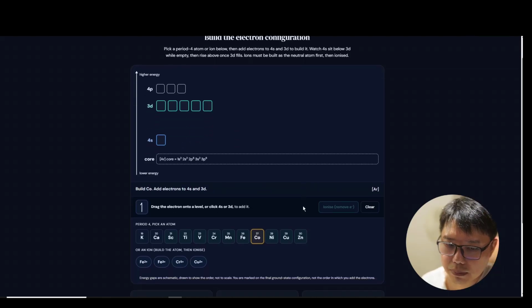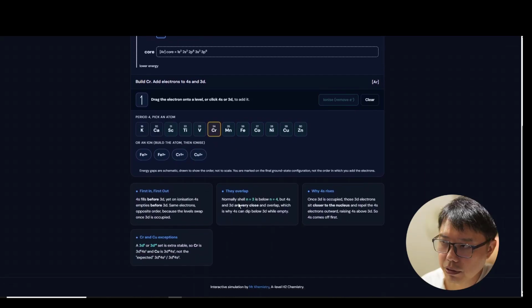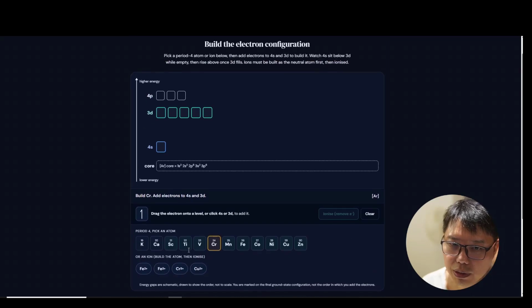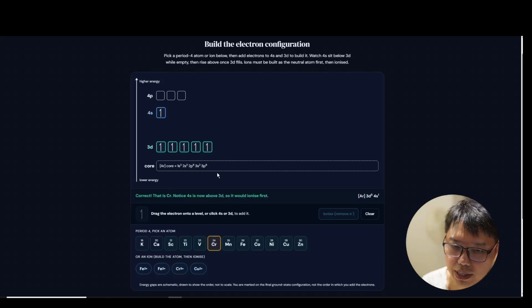Let's clear it. Let's now go with chromium. Chromium is a special case. If you look here, there's this card that says chromium and copper are exceptions. They don't fill the 4s2 completely. They fill 4s1 so that they can get 3d5 or 3d10, which gives them extra stability. So we're going to fill the 4s, and then after that, we'll go straight to the 3d. You can see that the configuration is 3d5 4s1 for chromium.